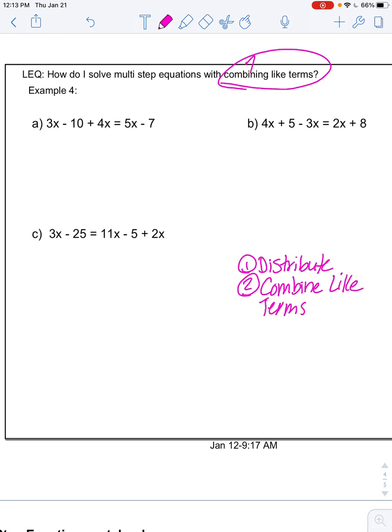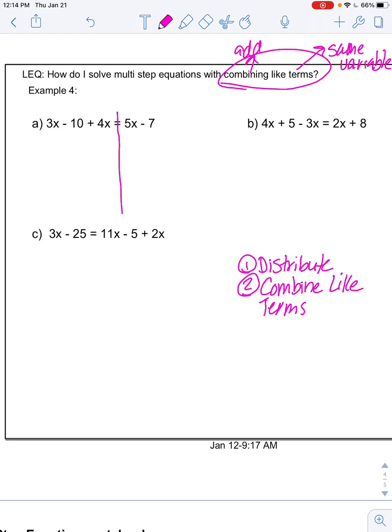Okay, so remember we said combine means to add, and like terms means they have the same variable. Okay, so looking at A, 3x minus 10 plus 4x equals 5x minus 7. So it's important to know that there are two sides to the equations because you cannot combine like terms across the equal sign. So the left side is one side and then the right side is a separate side.